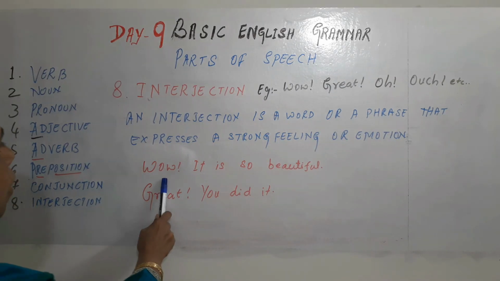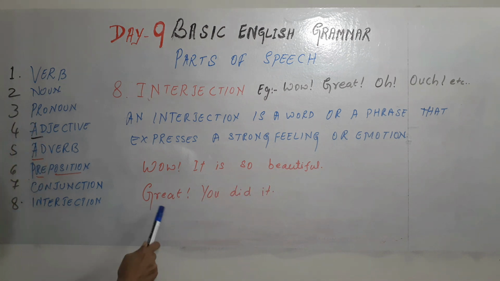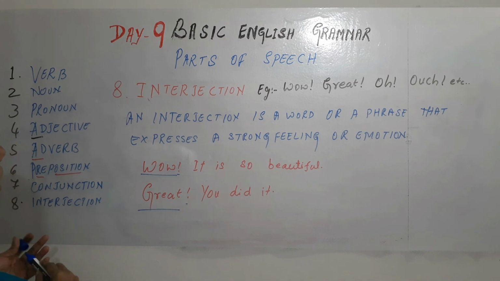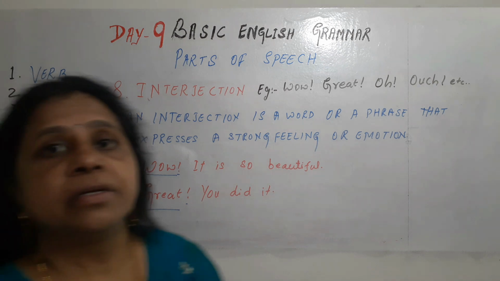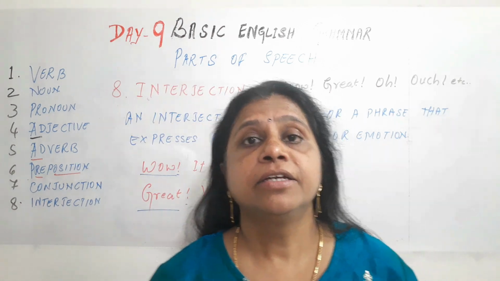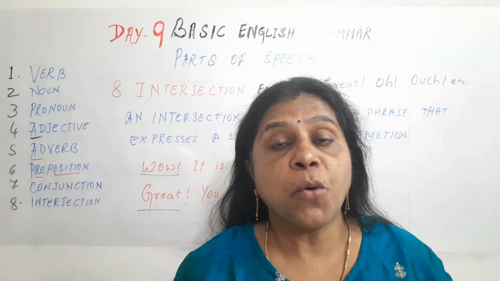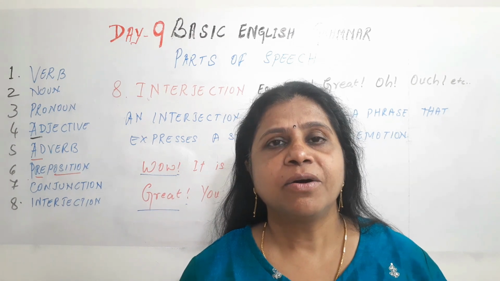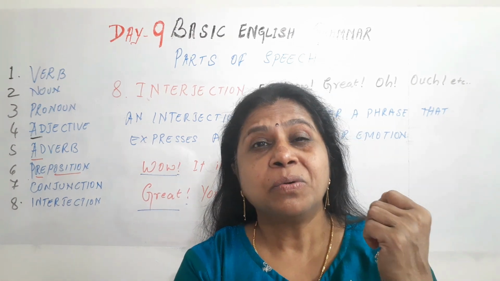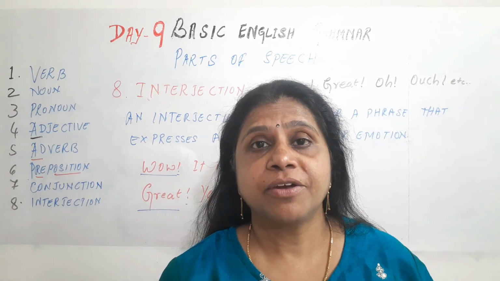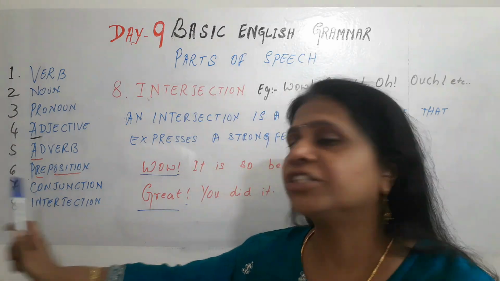For example, wow, it is so beautiful. Great, you did it. Whenever you say this, you'll have an exclamatory symbol that denotes exclamation. So whenever you say wow, hooray, you have done it. Wow, it's so amazing. Or if anything hurts, ouch, it hurts. Such expressions we call interjection.